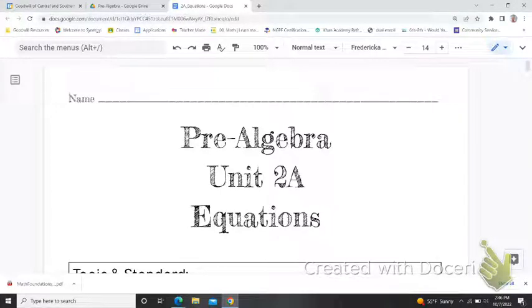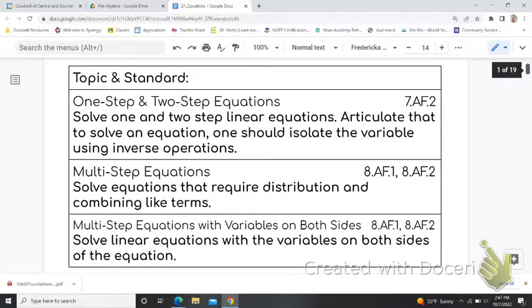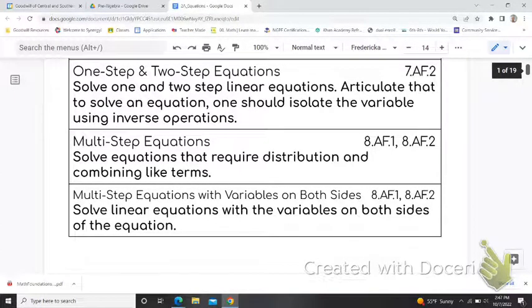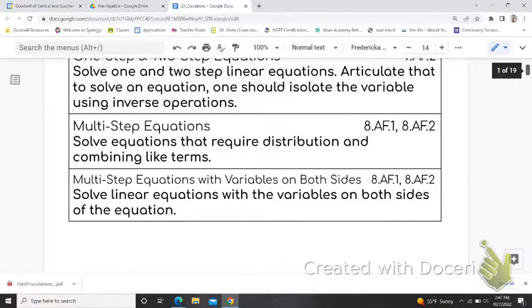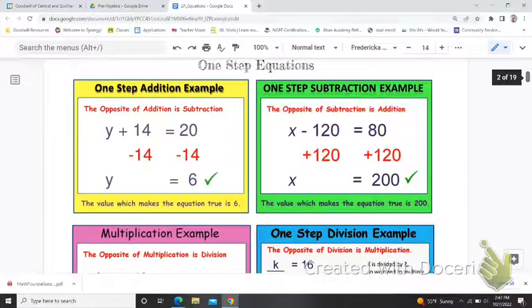Welcome back, pre-algebra students. We are starting our third packet, our second full unit, and this unit will be in for a while. It's going to be a longer unit on equations and equation solving. And so I find this unit to be lots of fun. We're going to be doing 1- and 2-step equations, then multi-step equations, and then multi-step equations that have variables on both sides.